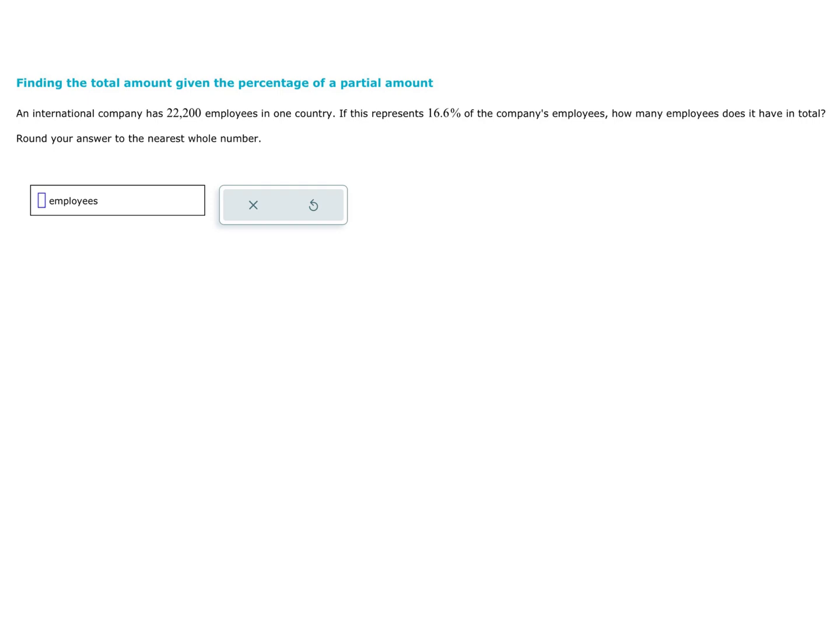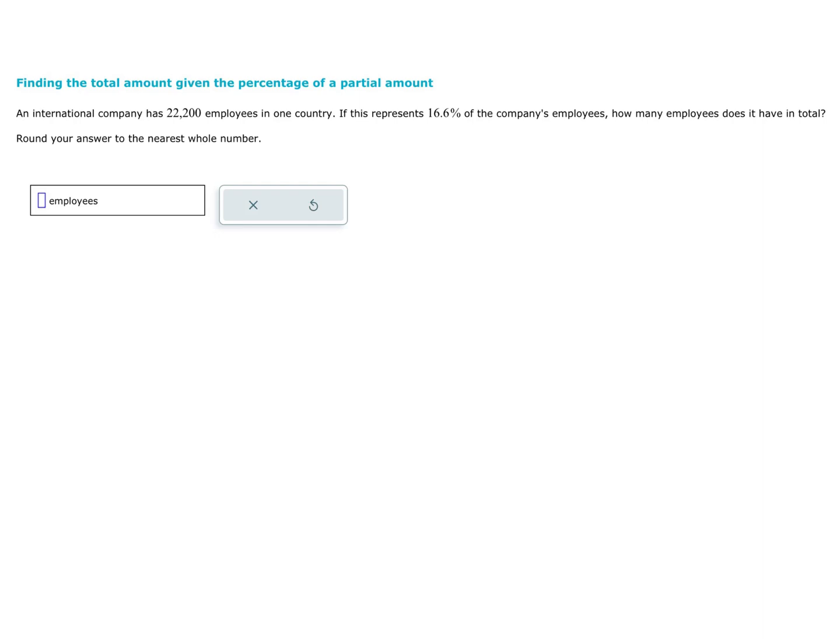This topic is finding the total amount given the percentage of a partial amount. The first problem says an international company has 22,200 employees in one country. If this represents 16.6% of the company's employees, how many employees does it have in total? And we're going to round the answer to the nearest whole number.